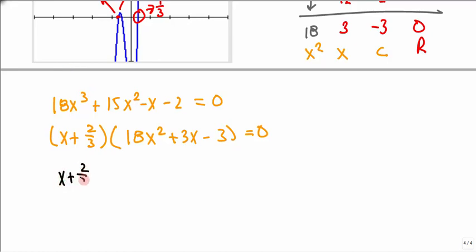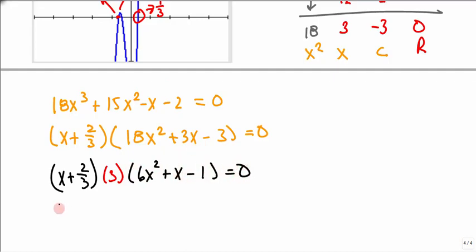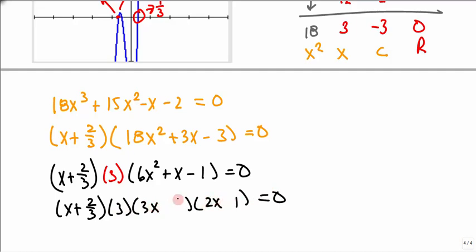So I have x plus 2/3. I'm going to go ahead and pull a 3 out to make my work a little bit easier here. So that would be 6x squared plus x minus 1 equals 0. And again, I have that 3 out front. Now it's my hope that this factors, and I believe it will, into, let's see, 3x times 2x is 6x squared, plus 3x minus 2x is a plus x, negative 1 times 1 is a negative 1.